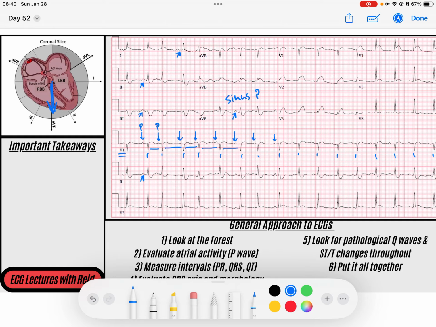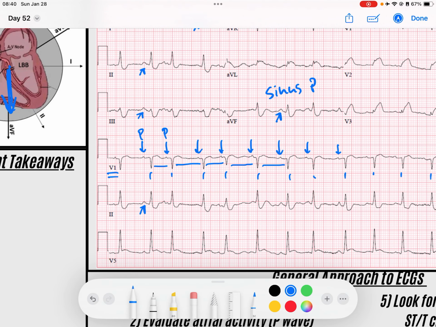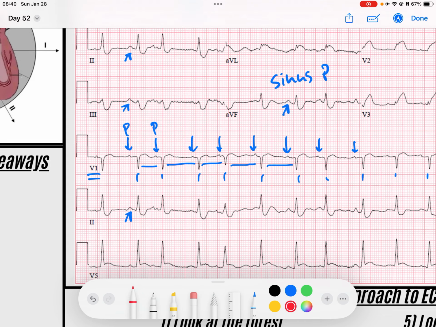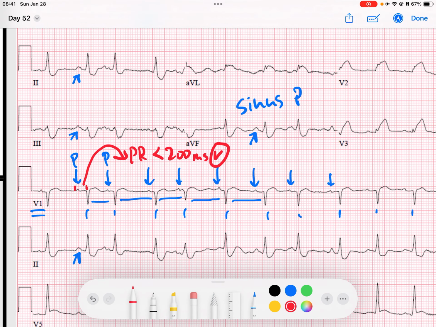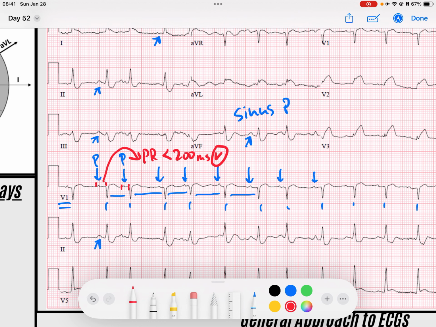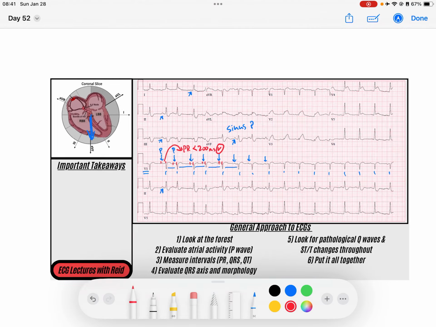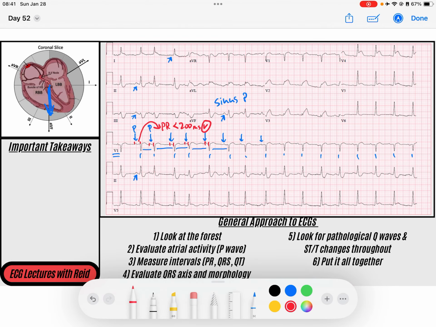Let's measure our intervals. So our PR interval, which is going to tell me a little bit more about my AV node. If I look here in V1, my QRS starts here, my P wave is here, and that PR interval is less than 200 milliseconds, which is normal. That's good. My PR interval stays the same. If I look throughout various beats, my PR interval appears to stay the same. And there are no dropped P waves that do not have a QRS. So it tells me that there is not a higher grade block here. So that is good. So we've got our atrial activity.